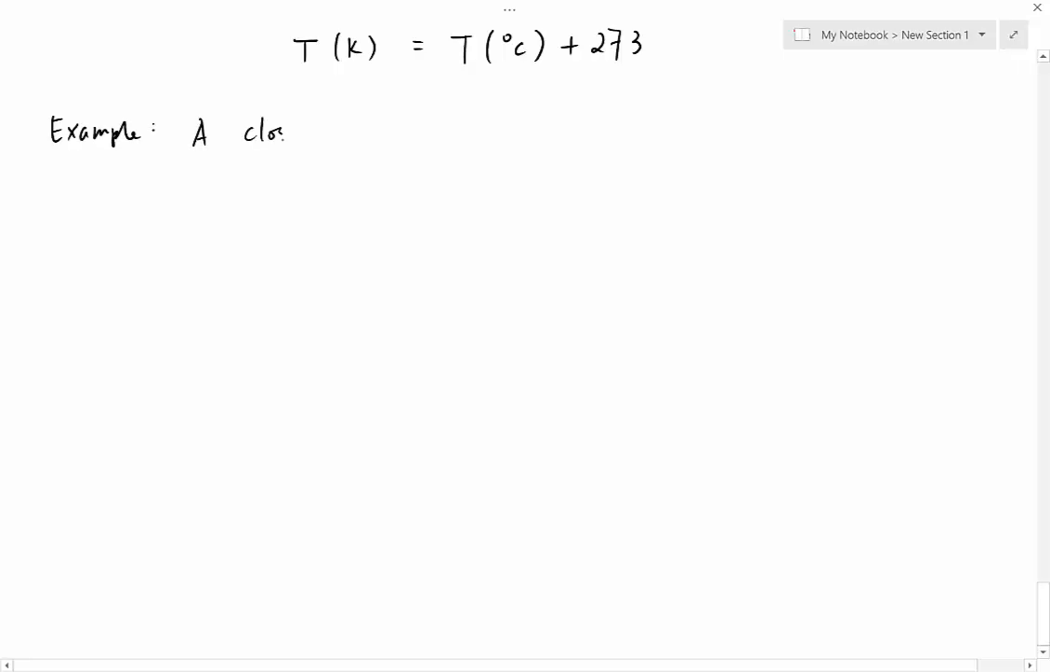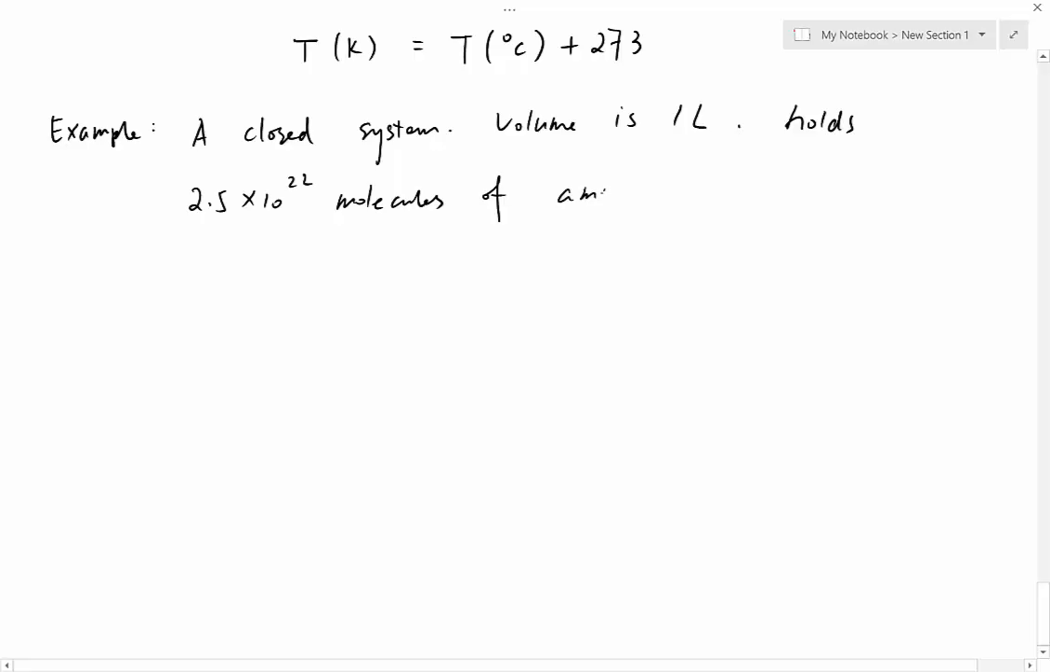You have a closed system, and the volume is 1 liter. It holds 2.5 times 10 to the 22nd molecules of ammonia. Ammonia is NH3, and we tell you the state is vapor.